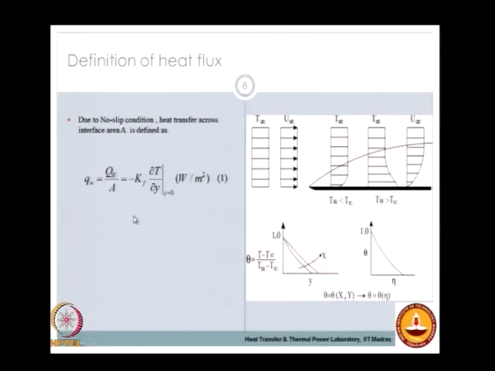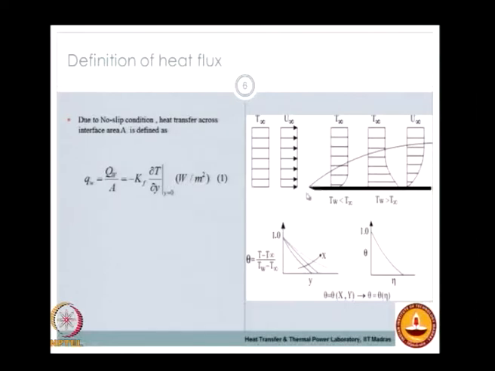If you are applying Fourier's law at the wall, we define the wall heat flux as minus k, where k_f is the thermal conductivity of the fluid, times the gradient of the temperature at the wall, so that is at y equal to 0.